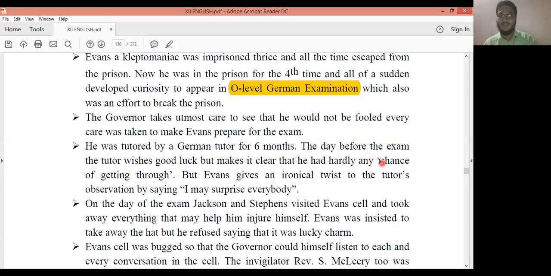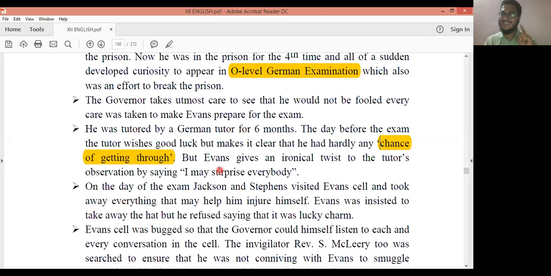Okay, just to mark what the tutor is saying here: you have hardly any chance of getting out from here. Okay, so you have hardly any chance. Hardly any chance means it's very difficult to get out from here.